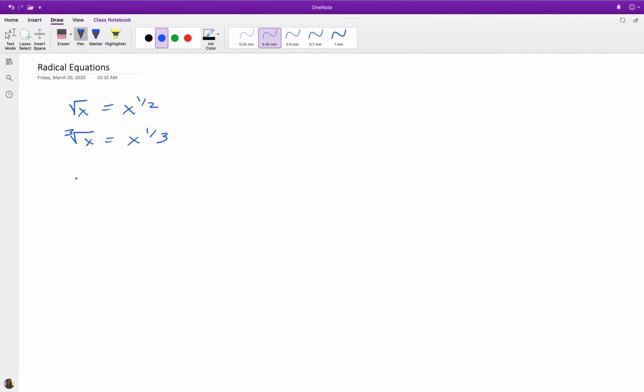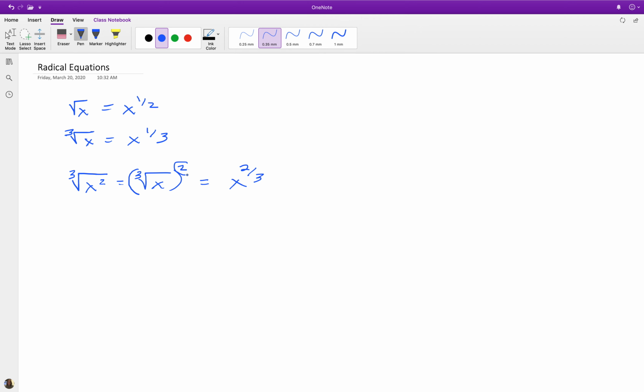We might have both an index to the root, so I usually refer to this number as the index of the root, and an exponent. So let's say we have something like the cube root of x squared. So this would be the same as the cube root of x, squared. It actually doesn't matter if you place that exponent on the inside or the outside. Those expressions are equivalent. But either way, this would be written as x to the 2/3.